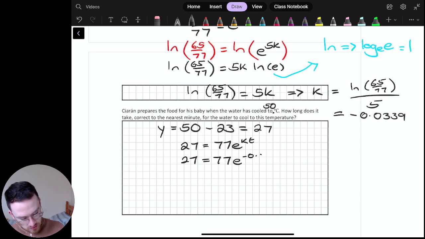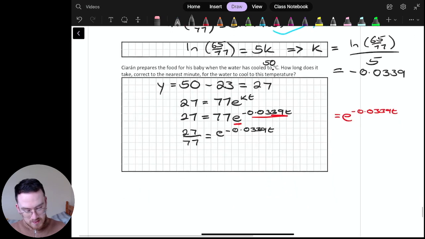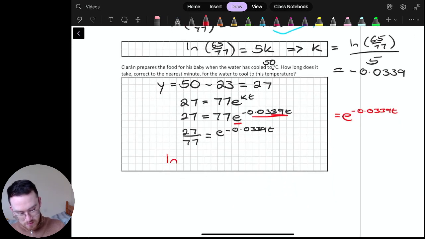So minus 0.0339 t. And once again, we're looking for this value of t. So we want to get on the right hand side just the base and the power on their own. Just so we have e to the power of minus 0.0339 t is equal to something. So we'll divide by the 77. I'll get 27 over 77 equals e to the power of minus 0.0339 t. Then same as in the last part, I could take the ln of both sides, just because I know that it works well when I have base e.